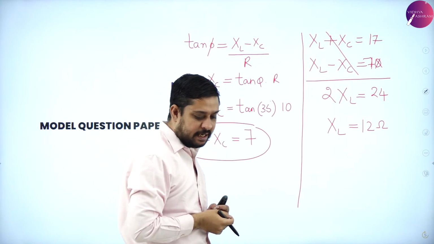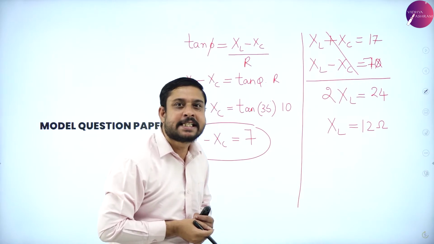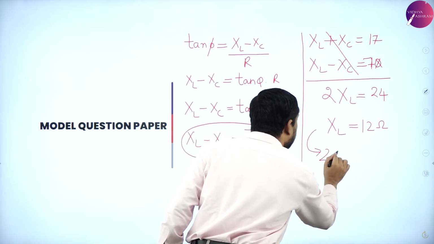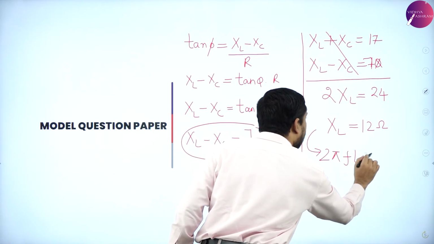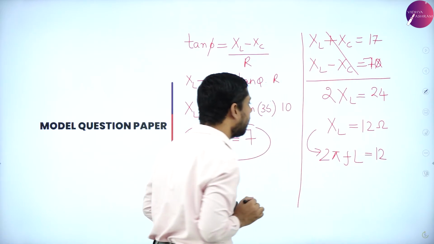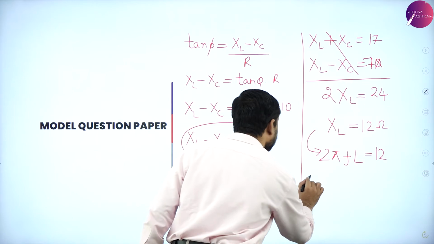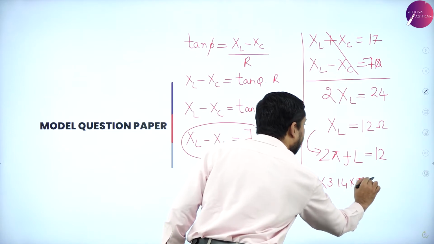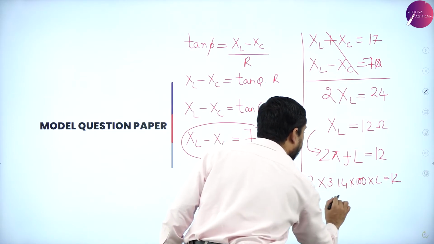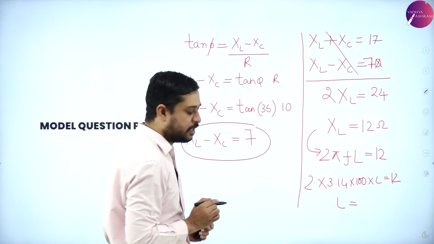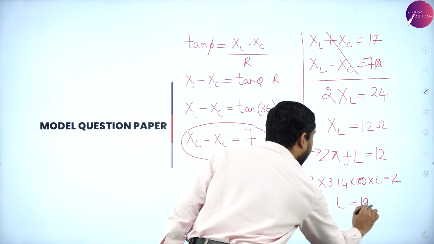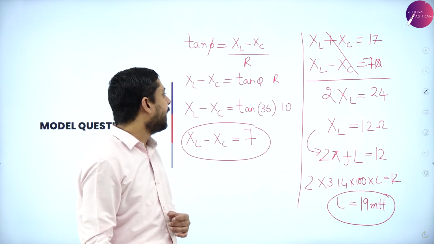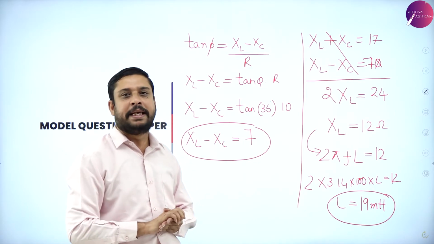So from this XL, can I calculate self-inductance L? Yes, XL is nothing but 2 pi FL, which is 12. Substitute 2 into 3.14 into 100 into L is 12, or on simplification, L turns out to be 19 millihenries. So 19 millihenry will be the answer.